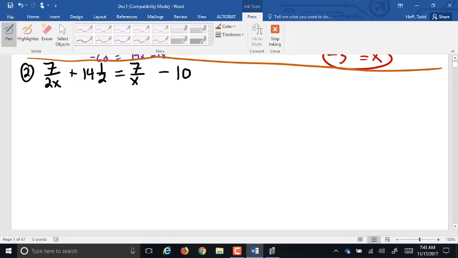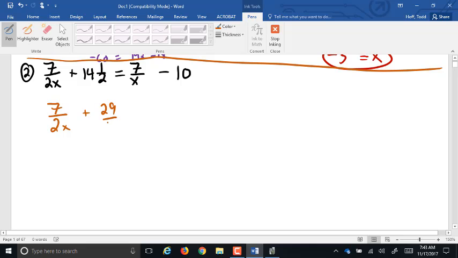We must use a common denominator here. Now, what I would do is this. This is 7 over 2x. I would change the 14.5 to an improper fraction. 14 times 2 is 28, plus 1 is 29 over 2, equals 7 over x, minus 10, 10 over 1, however I want to put it.